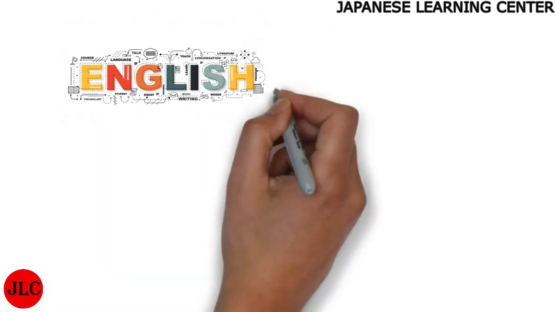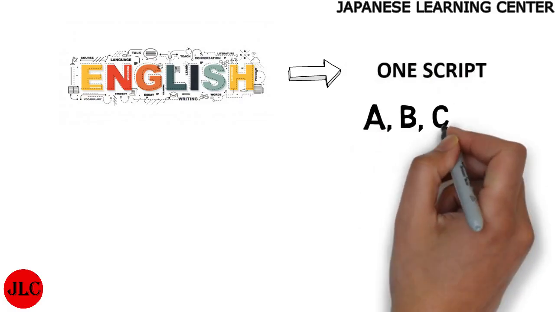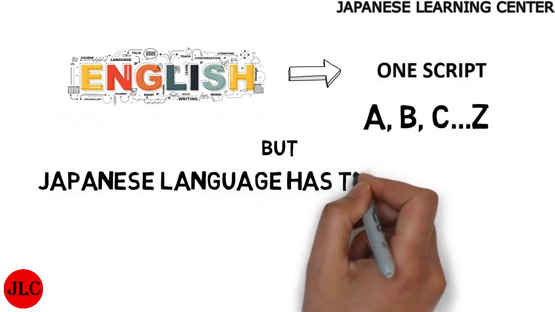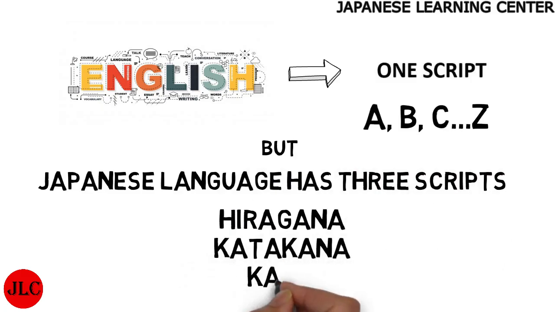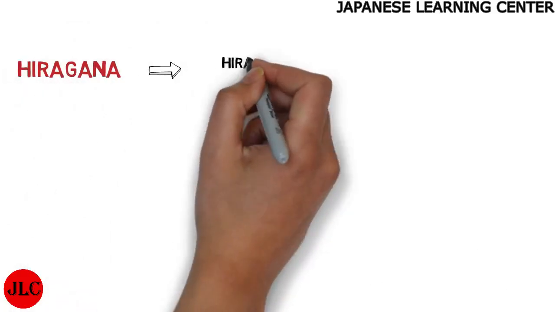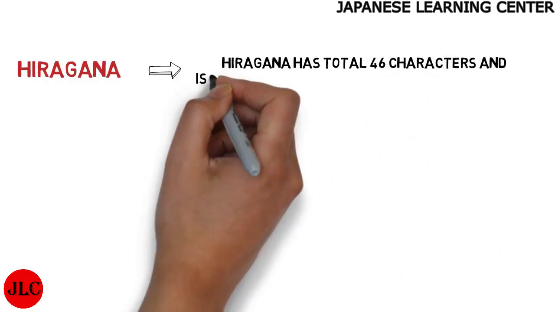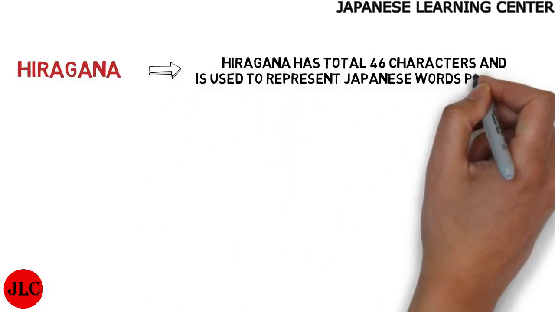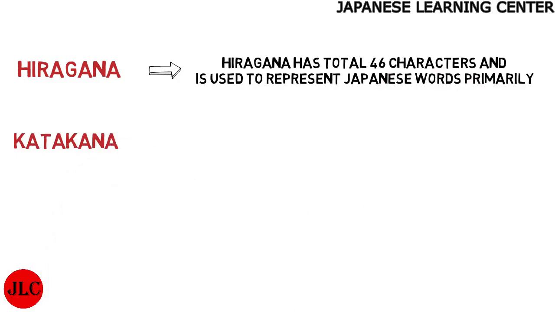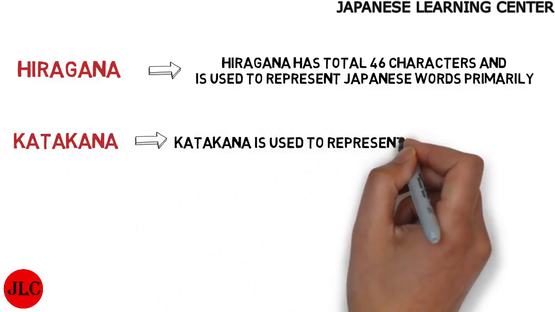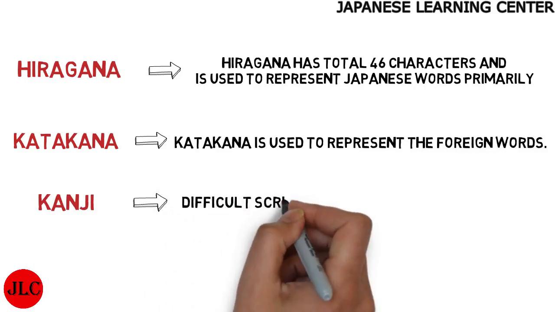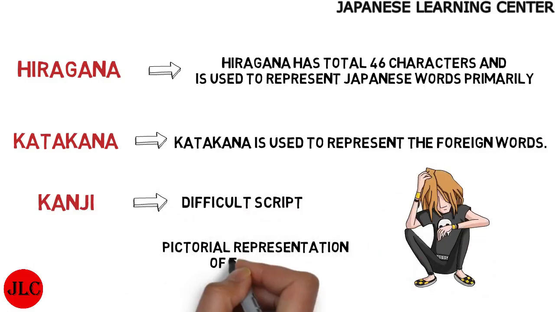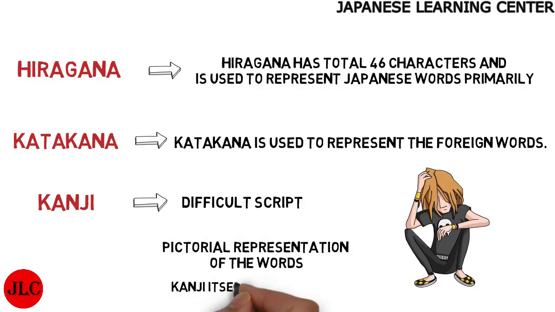There is only one script in English, that is A, B, C till Z. But the Japanese language has three scripts: hiragana, katakana and kanji. So what is hiragana? Hiragana has 46 characters and is primarily used to represent basic Japanese words. Now what is katakana? Katakana is used to represent foreign words. Now the third and a little bit difficult script is kanji. Kanjis are nothing but pictorial representations of words, which means kanji itself has meaning.